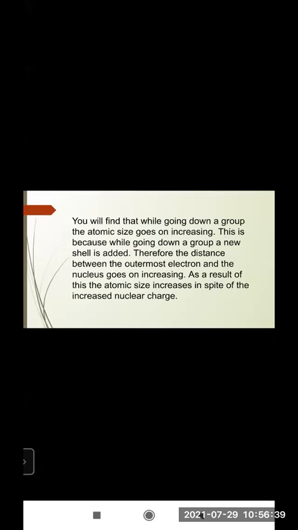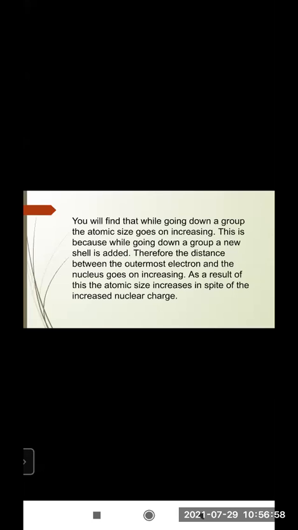Right? Now see the last point. You will find that while going down a group, the atomic size goes on increasing. After looking at both the activities, we can understand that while going down a group, the atomic size goes on increasing. This is because while going down a group, a new shell is added. So why does it happen?